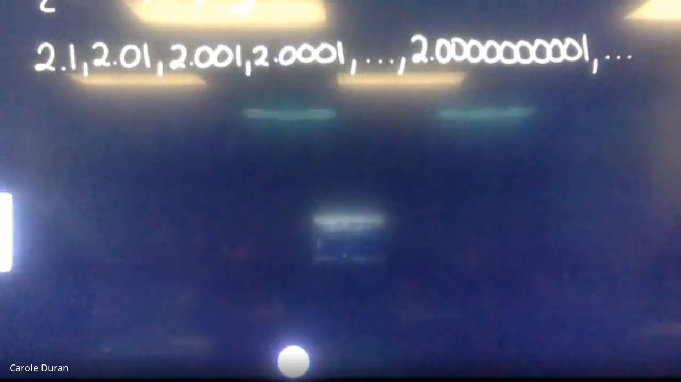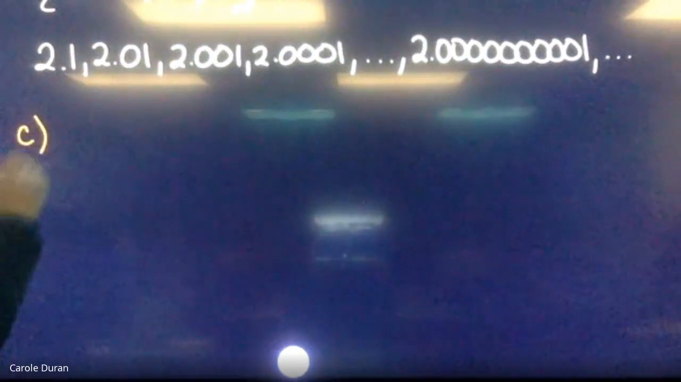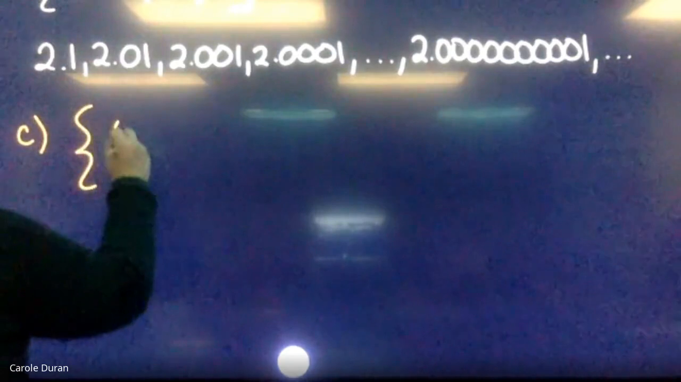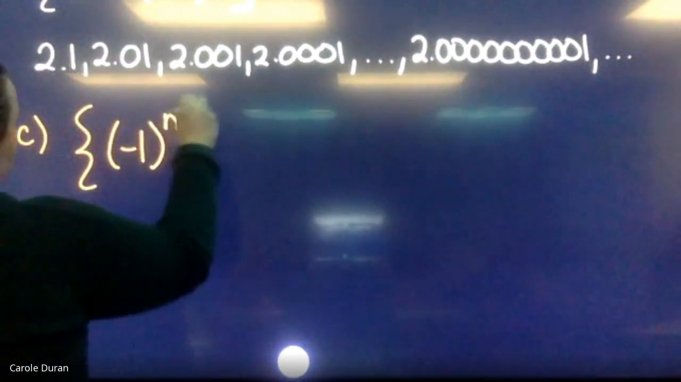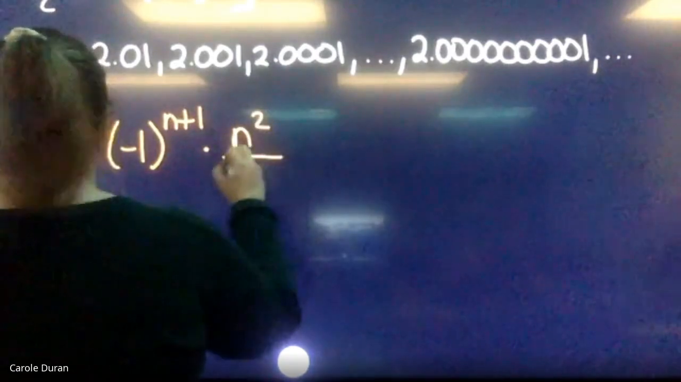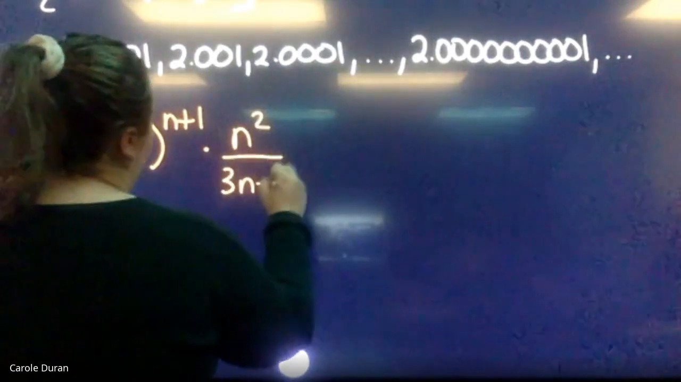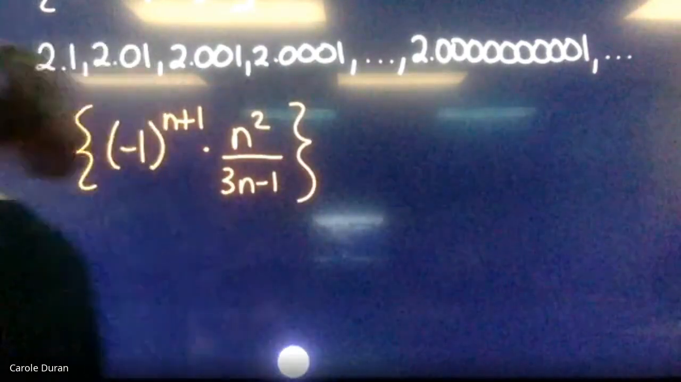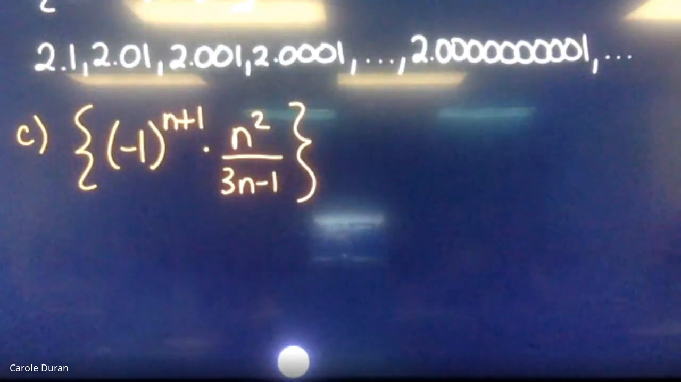So this third one has the rule (-1) to the n plus 1 power times n squared over 3n minus 1. So this is my rule for this third infinite sequence. Again, technically this is an explicit rule because I can plug in any term number n and it's going to give me the sequence value.